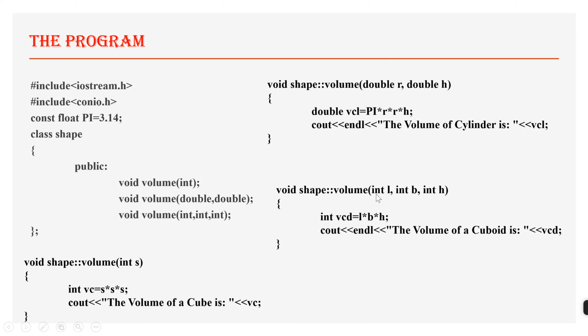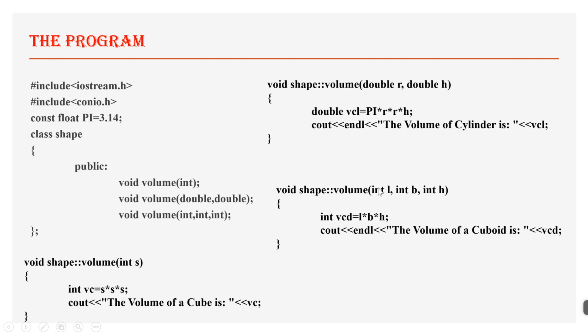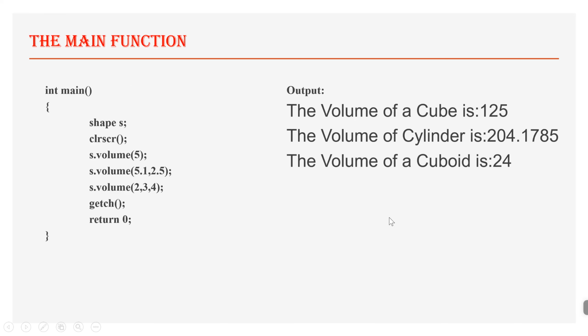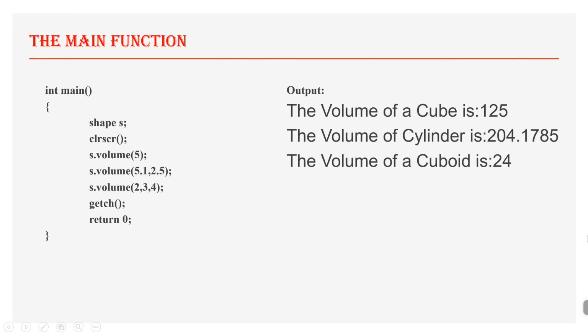But when it comes to here, integer 1, integer 2, integer 3. L, B, H. So we have three integer arguments which are supplied from here. So now L becomes 2, B becomes 3, H becomes 4. And volume is L into B into H. That is 2 into 3 into 4. That is 24. Output becomes 24.